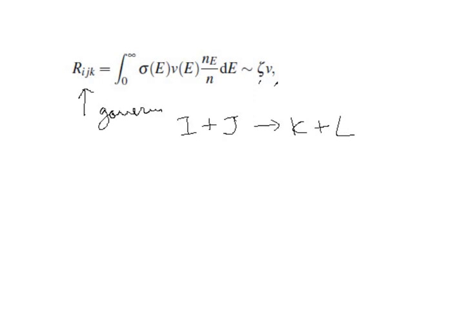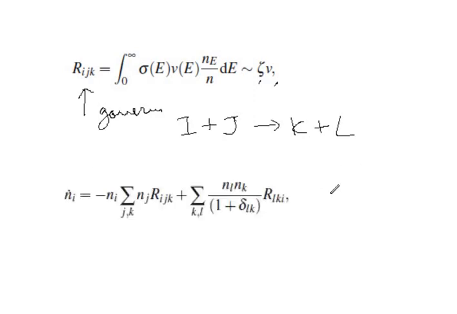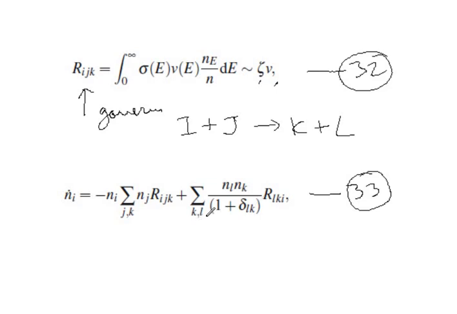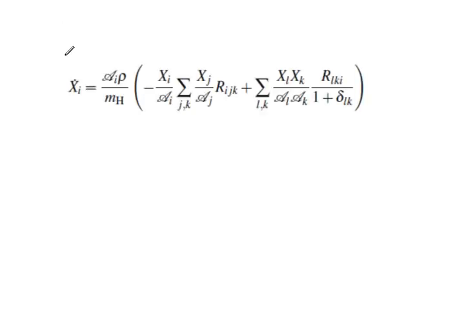Consequently, one can write the rate of change of Ni in terms of Rijk like this, which is equation 33, and this is equation 32. Here you see the first term describes the depletion of species I through the forward reaction, and the second term describes the increase in species I due to the reverse reaction. Since the mass fraction is related to the number fraction, finally we have this relation, equation 34.